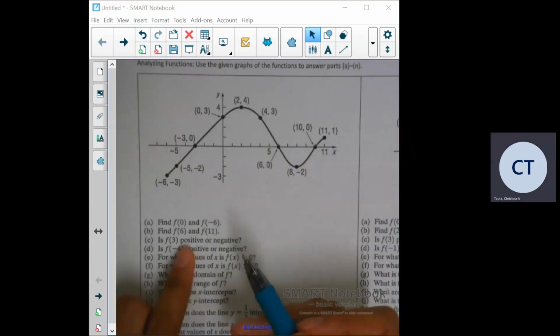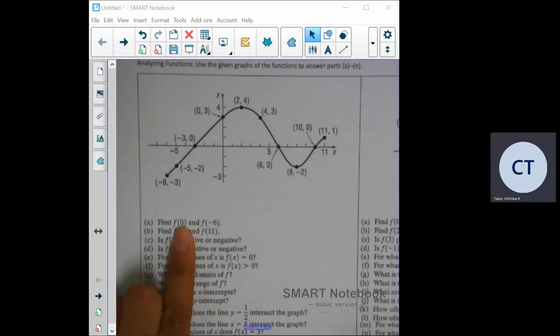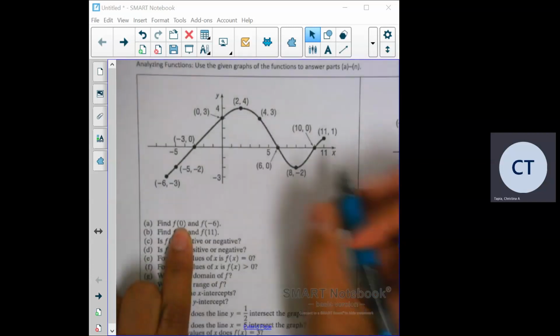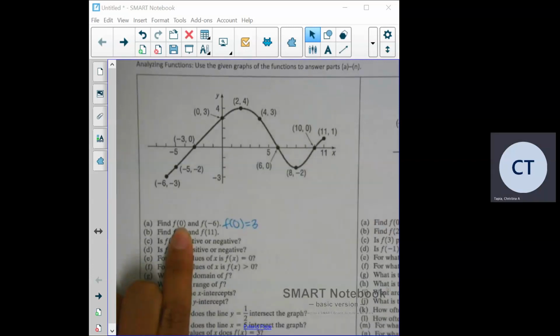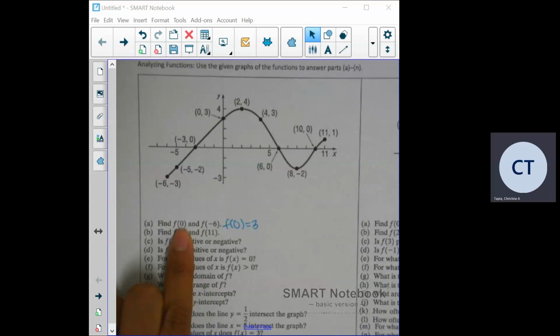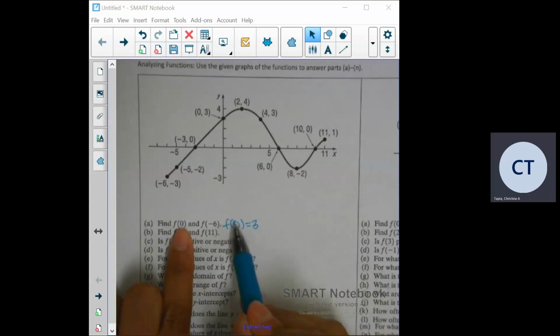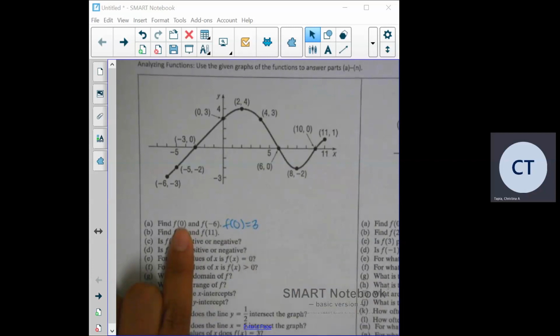Your x value is 0, so you need to find the y value. So when your x value is 0, look at the graph. What's your y? 3. So you can put it as a coordinate. I saw when I was walking around, I saw some people putting it as 0, 3. That's fine. Another way of putting it is f of 0 equals 3. What that means is this is your x value, this is your y value.